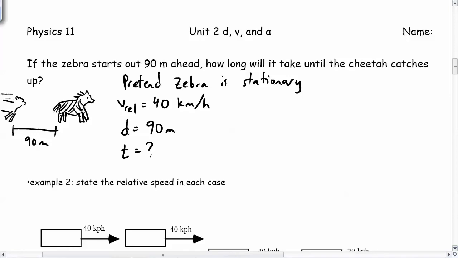So we just need the equation for speed. Speed is measured in kilometers per hour. Kilometers measures distance, hours measures time, and per means divide. So velocity is distance over time. So now I just plug in my values. 40 equals 90 over t. And solve for t.